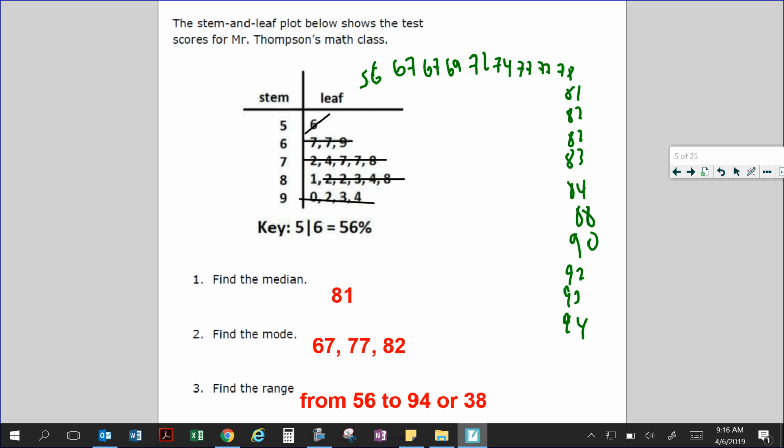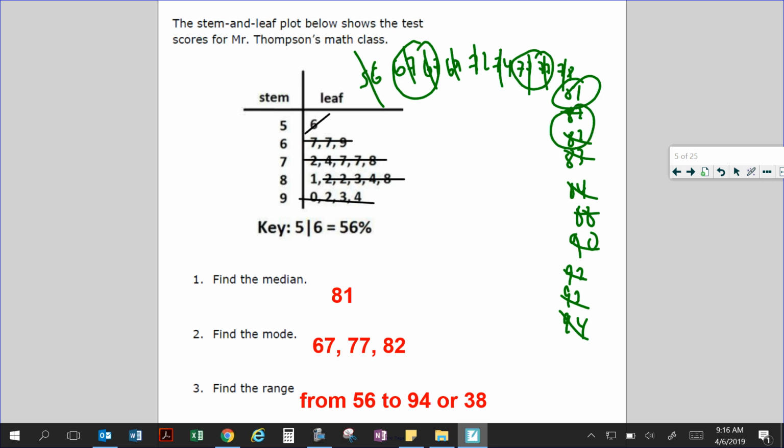So find the median. Let's slash it out. I take out the 5 least and take out the 5 greatest, slash, slash, slash. 81 is the median. Again, median is where you put the numbers from least to greatest and find the middle. Mode. Which one occurs the most? Well, 67 repeated twice, along with 77, along with 82. Mode: there are 3 modes.